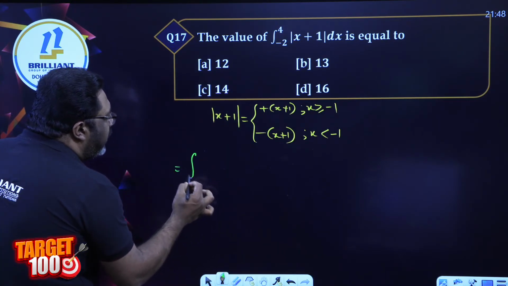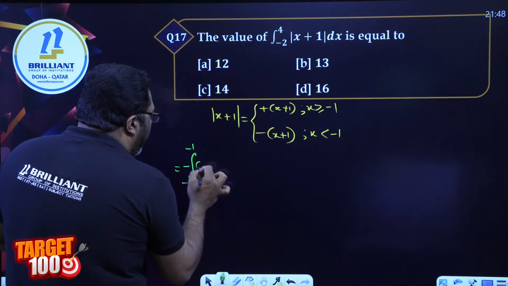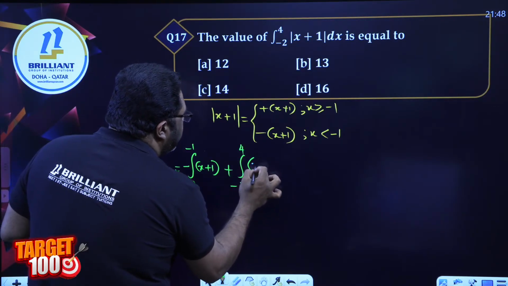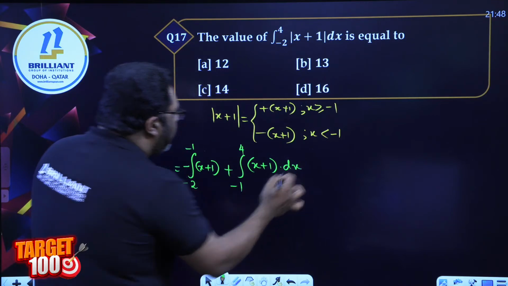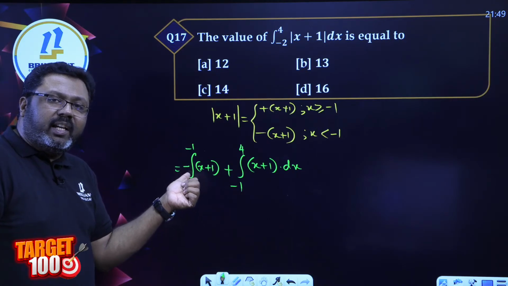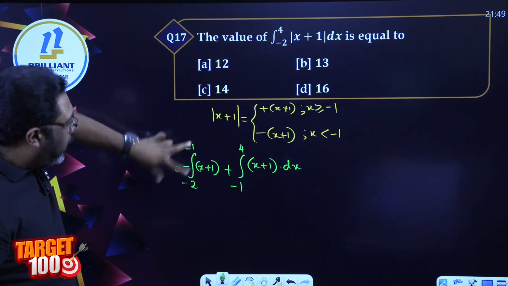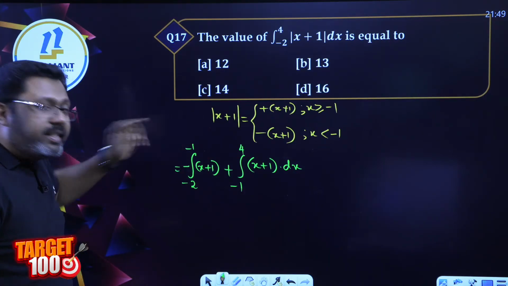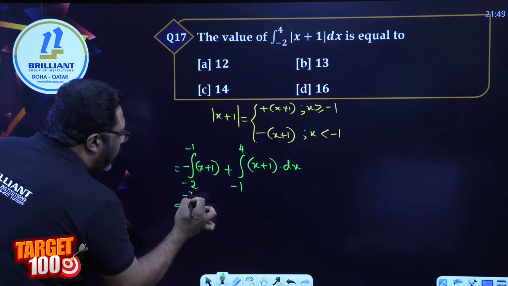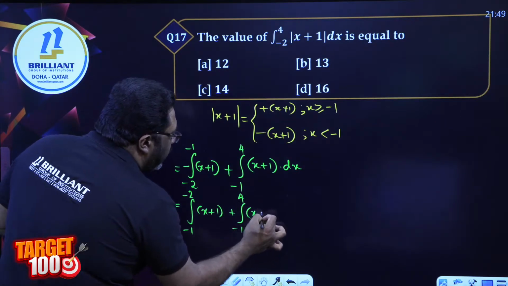So my integral is going to be from minus 2 to minus 1 for the negative part, and minus 1 to 4 for the positive part. I personally feel a lot of students make mistakes when you leave the negative sign outside. We can apply the property of definite integrals to get rid of the negative sign by simply reversing the limits. Just reverse the limits. It will help you to neglect the negative sign. Write it as minus 1 to minus 2 of x plus 1 and minus 1 to 4 of x plus 1.